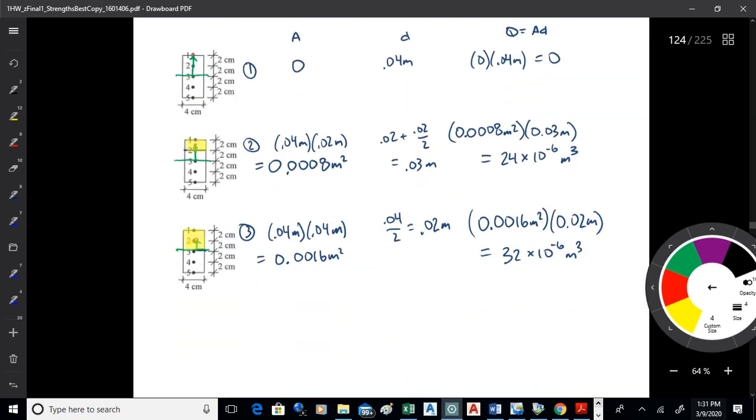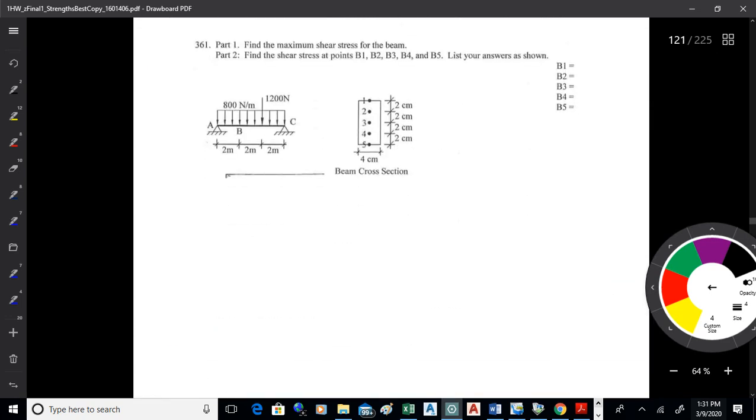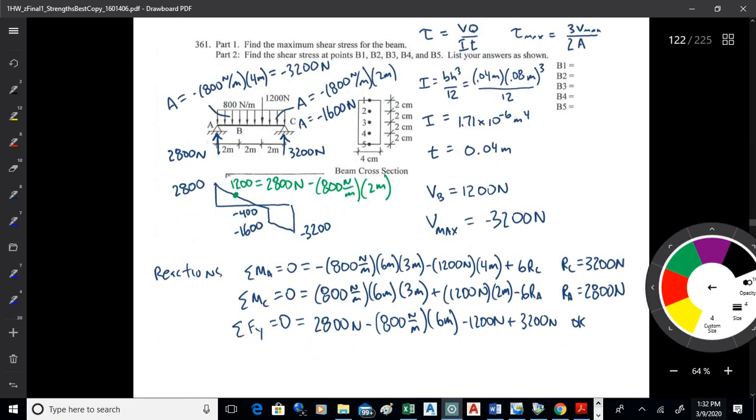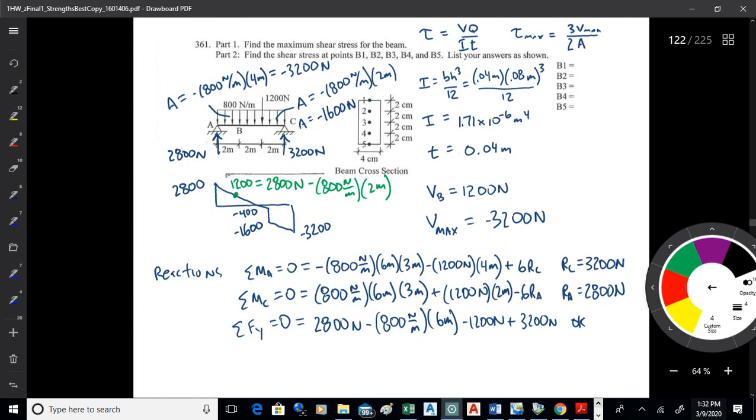All right. So on this one here, I'm just creating this chart that allows you to calculate Q for the different locations. So what we're doing here, we're finding the shear at points 1, 2, 3, 4, and 5. And it's at point B there, which is 2 meters from A. So B is 2 meters from A, and at B we're going to investigate points 1 through 5. So what you want to do there is go ahead and solve for these different values.